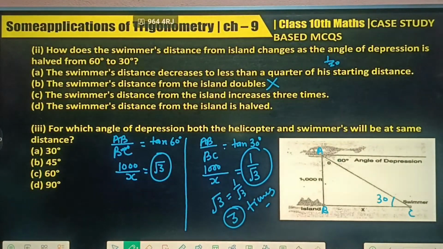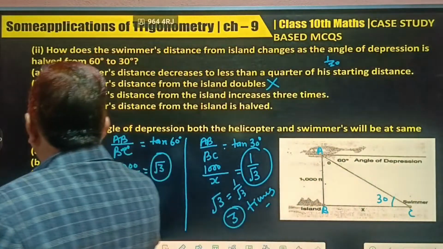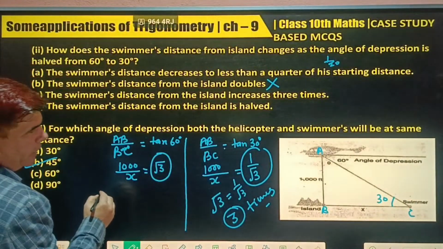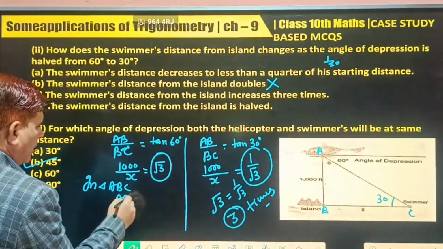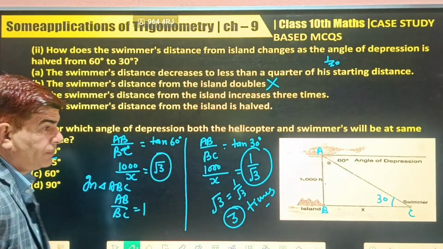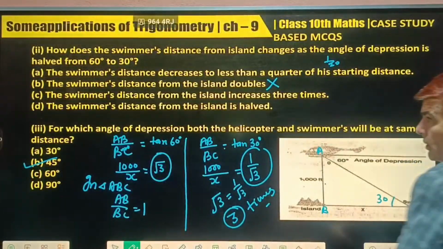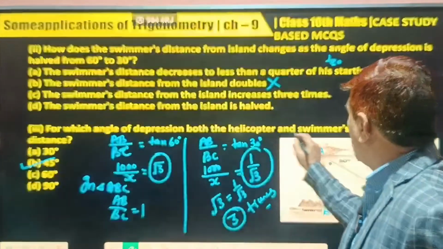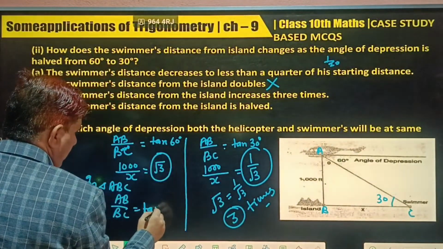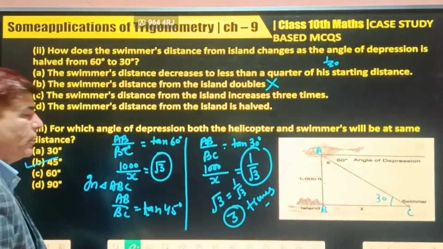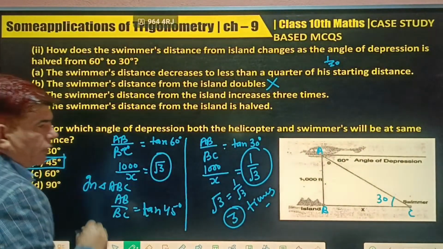Next, for which angle of depression will both the helicopter and the swimmer be at the same distance? This you easily know. The angle is how many degrees? 45 degree. Why? It means in triangle ABC, AB by BC we need equal to 1, because the angle of depression of both the helicopter and swimmer will be the same. This is possible when tangent is how many degrees? Tangent 45 is equal to 1. So your answer is 45 degree.